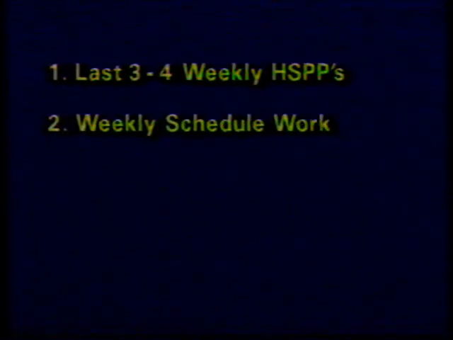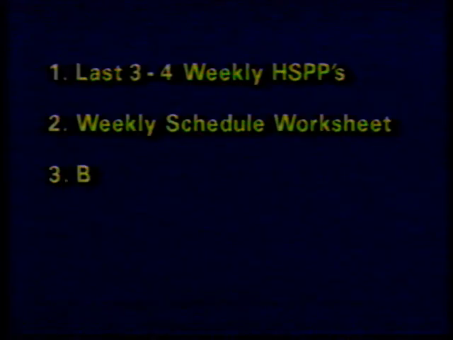operating your pizza store. The four basic tools that you will need to complete an accurate schedule are: 1. 3 or 4 weekly HSPPs with total weekly sales of no more than 3 to 5% variation from the total weekly sales for the week that you are projecting. 2. The weekly schedule worksheet. And 3. A blank schedule.